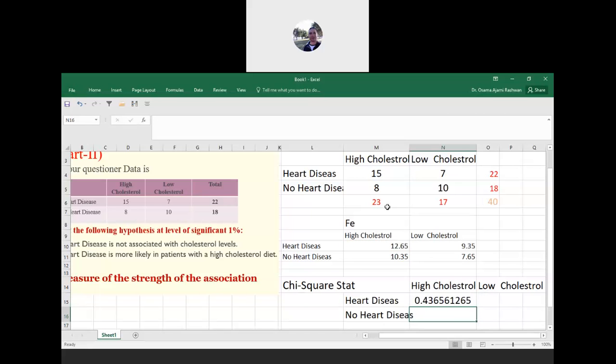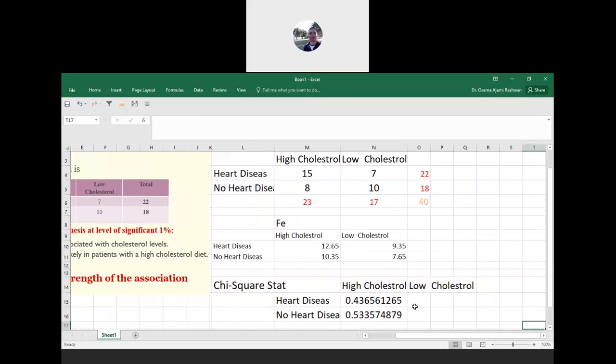Okay, I'll go for the second one, which is 8. So I press equal, open bracket, because I'm going to square what's inside the bracket. What's inside the bracket? FO minus, oops, sorry, I have done this one. I have to go for the second one. This one, FO minus FE. This 8, no heart disease and high cholesterol. So this one, and square it. Divided by what? By the expected one, right? I get the chi-square for this one. Okay.